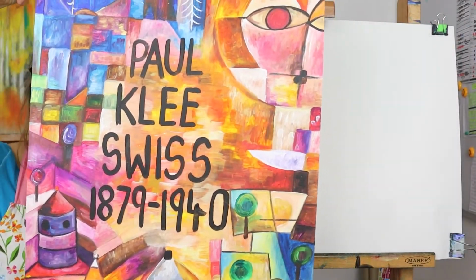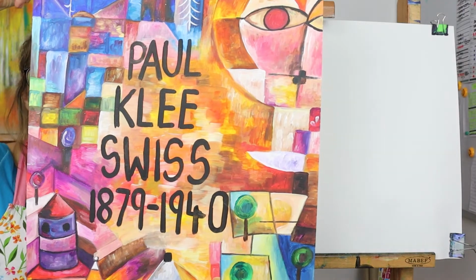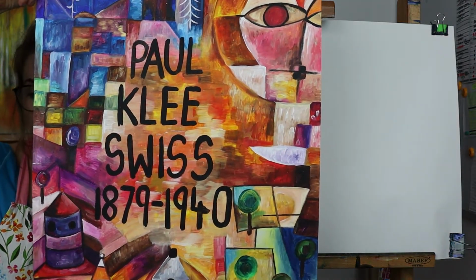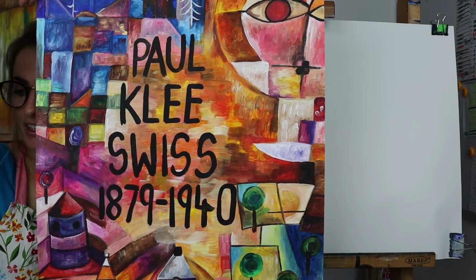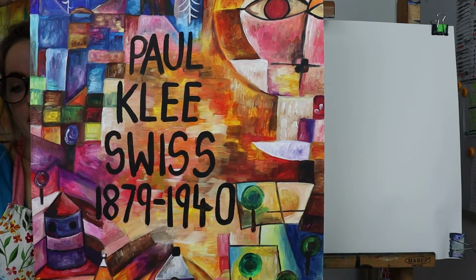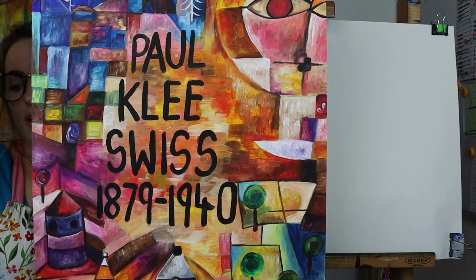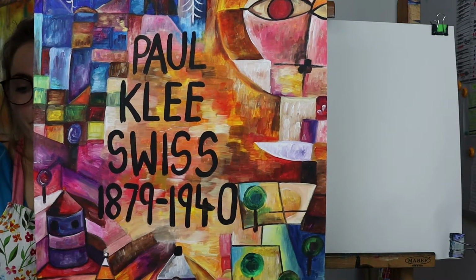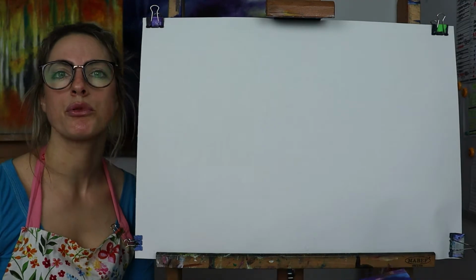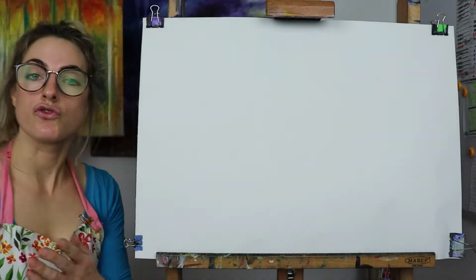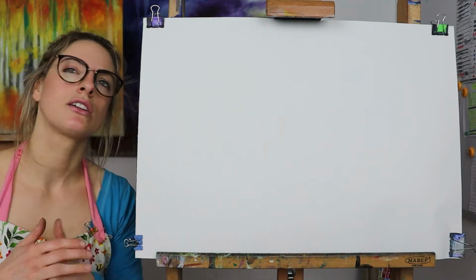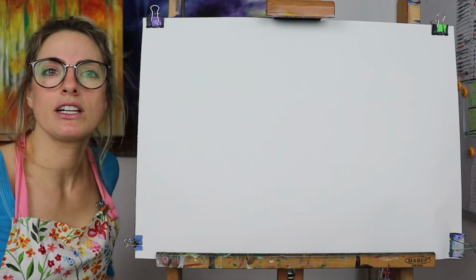Ta-da! He was a Swiss-born German artist and he created more than 10,000 paintings, drawings and etchings, which I thought was amazing. And he kind of experimented. His style was the inner world of expressionism and surrealism. He loved doing watercolor, printmaking and drawings, and they're really beautiful. They're very dreamy, I think. I really love them.